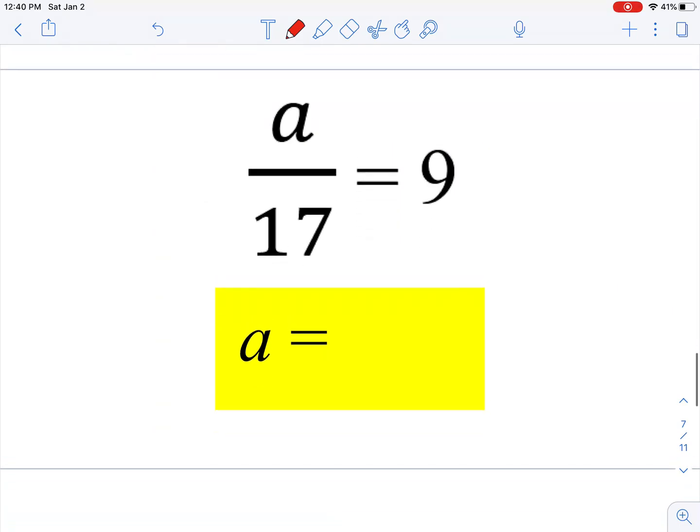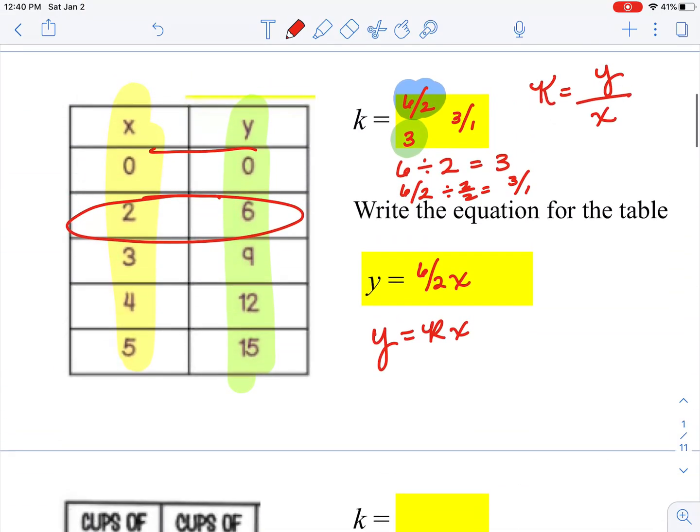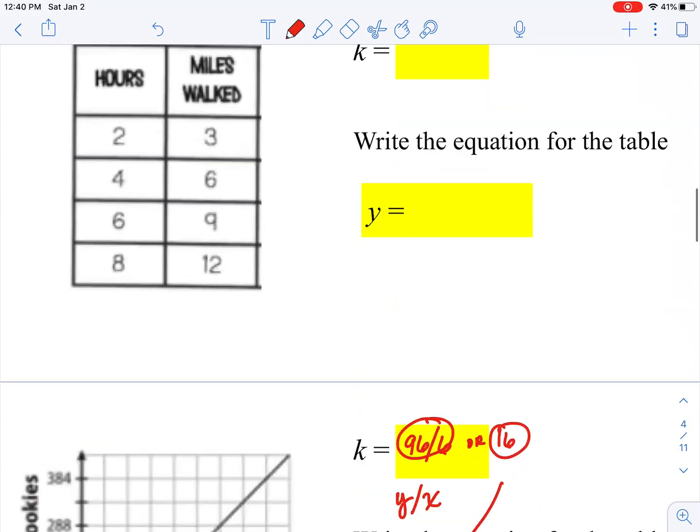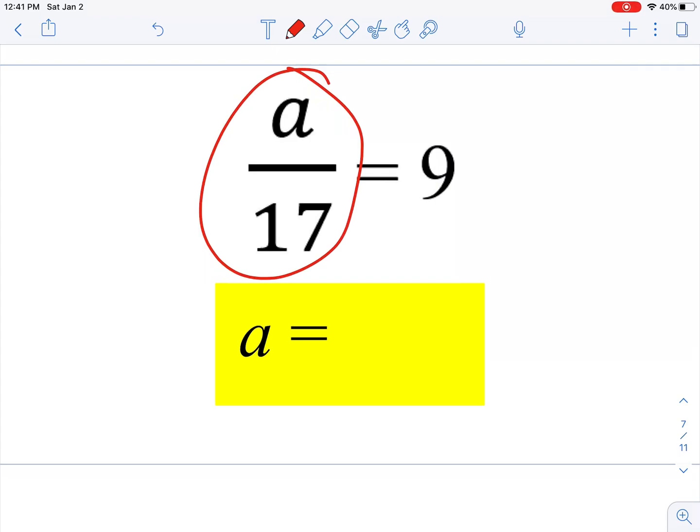All right. Then I put some review problems in here. When something looks like a fraction like this, it's also a division problem. And we've already talked about that. Look here. Up here, I said that 6 over 2 was the same thing as 6 divided by 2. So 6 over 2 equals 6 divided by 2. It's a division problem. So when you have this down here, A over 17, that's saying A divided by 17 equals 9.